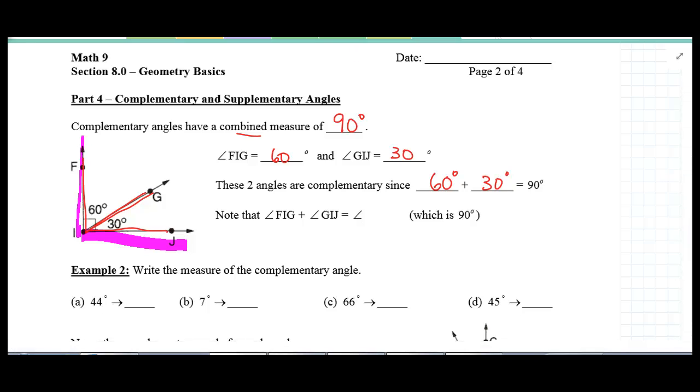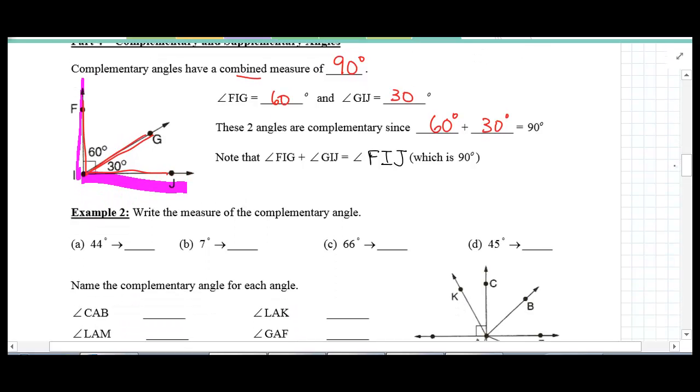So that's equal to angle FIJ, which is 90 degrees. So how do we find the complementary angle to a particular angle? Remember, the two things add up to 90. So just take 90 and subtract the angle, and you'll get the other angle that's complementary.